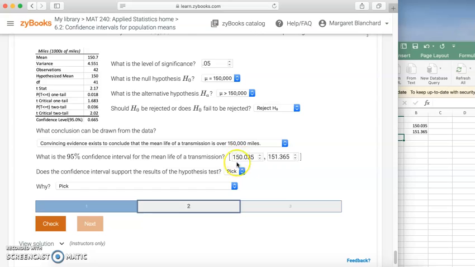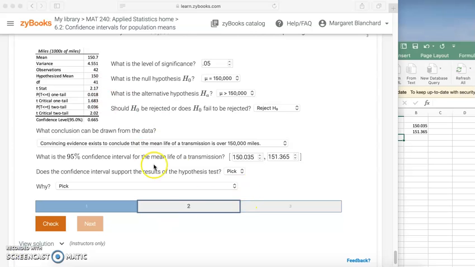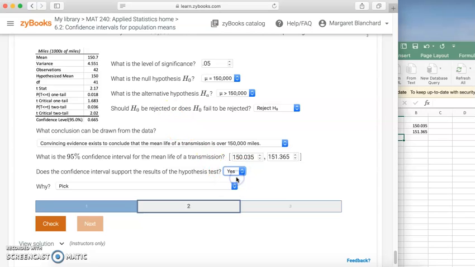The fact that 150,000 is not in our, or excuse me, 150, because remember, this is in thousands of miles. The fact that 150 is not in this confidence interval means that we do not think it's likely that the mean is equal to 150. Remember, this confidence interval is our estimation of the population mean. And notice it is positive and there's no 150,000 there. It's all above 150,000, which does support our hypothesis test results.